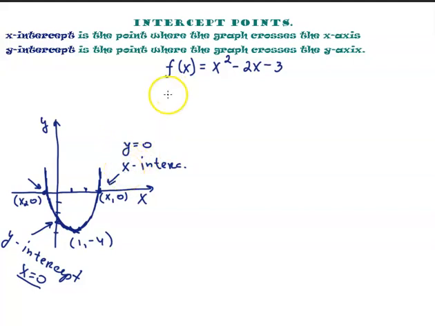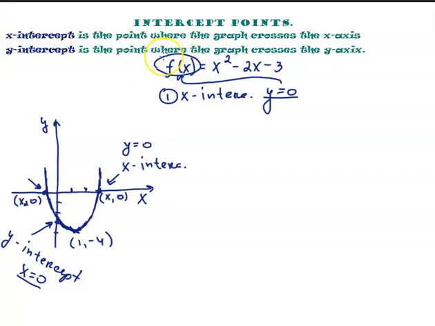So I'll start with the x-intercept, where y equals 0. What do I do with this fact? Let's pretend I need to find intercept points for the function f of x equals x squared minus 2x minus 3. What do I do with the fact that y equals 0? I will substitute it in instead of f of x.